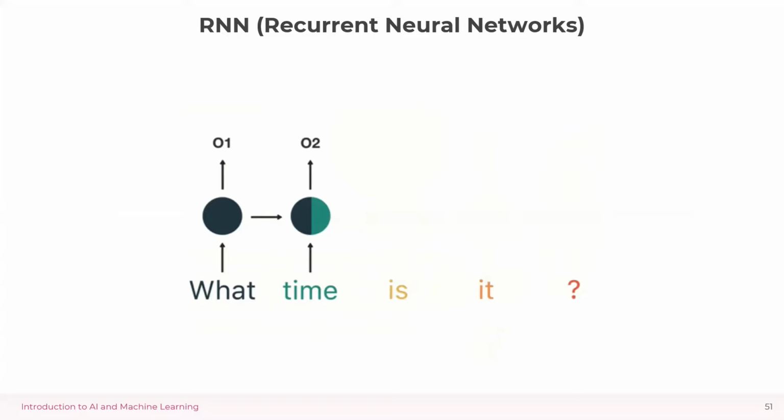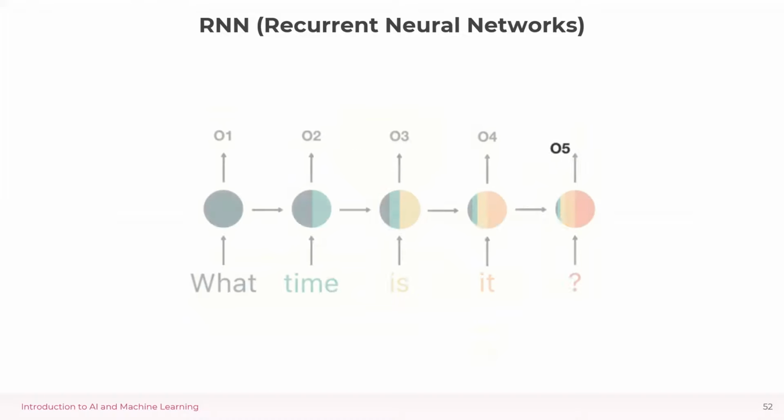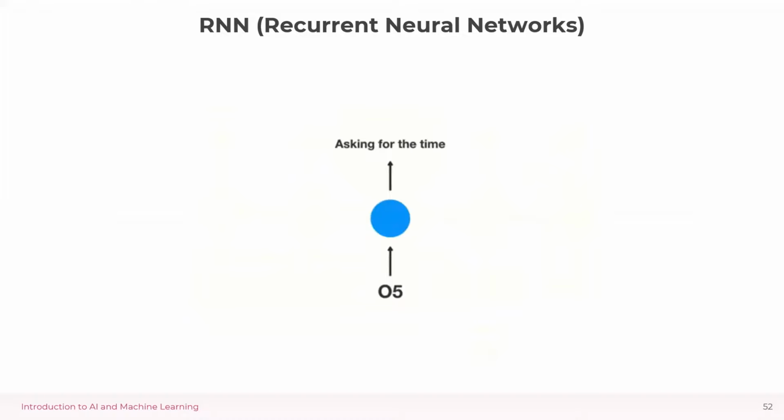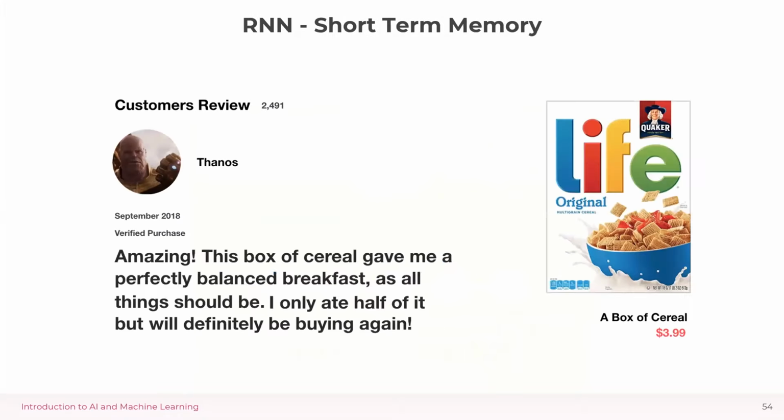But by then, if you see, the input from "what" has become really small. So this is a problem called short-term memory that Rishi might actually touch upon. The recurrent neural network is able to decipher that, hey, this is asking for time and it's a question. There's the concept of vanishing gradient, and there are a bunch of things. So for example, you're looking at this text.